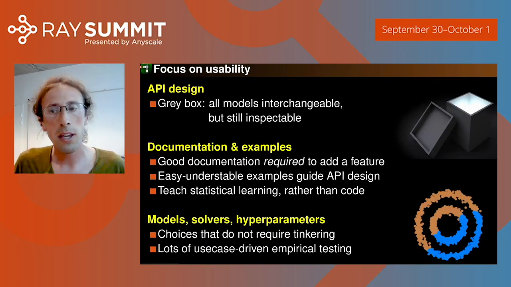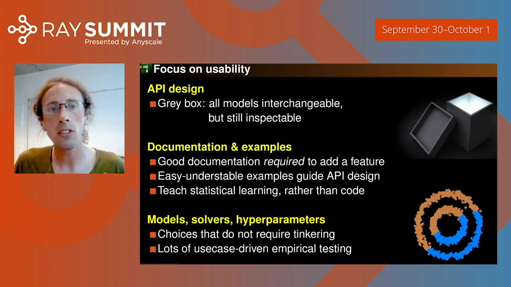Next, because our goal was to enable people, we focused a lot on usability. And for this, we put a lot of effort on API design. The principle behind our API is the principle of gray box. The idea being that all models are interchangeable, but they're still inspectable. You can still, to a certain point, open them and look at them.